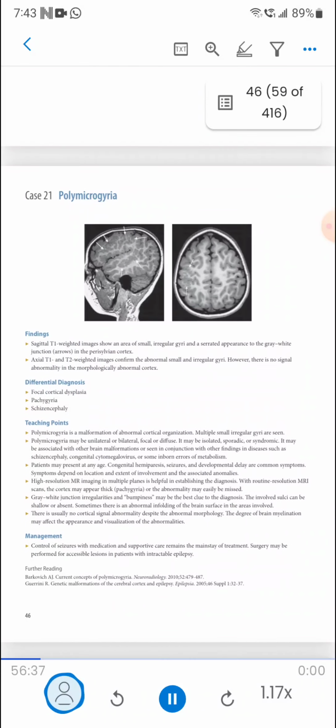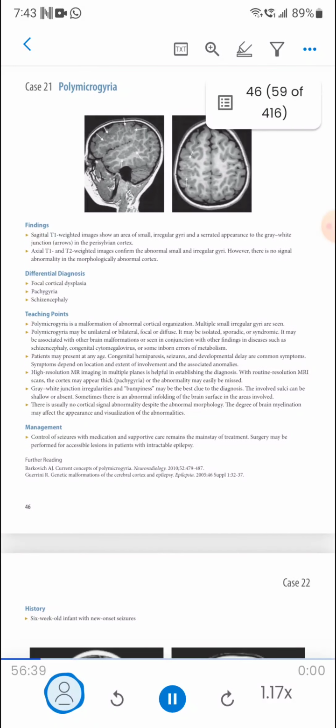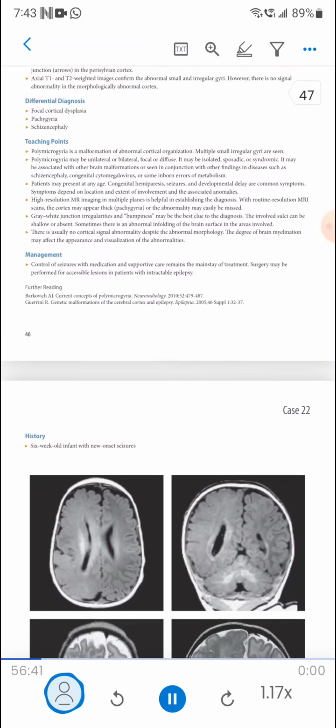Differential diagnosis. Focal cortical dysplasia. Pachygyria. Schizencephaly. Teaching point.